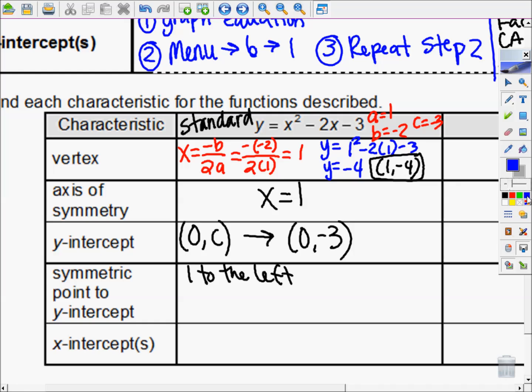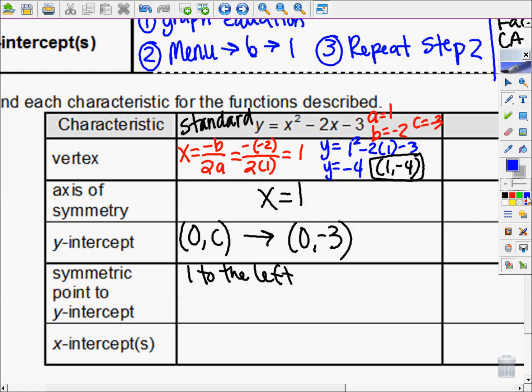Okay, so let's think about this. Guys, stop. My axis of symmetry is where? 1. My axis of symmetry is 1. How far is 0 from 1? It's 1 to the left, and this is -1. So how far is it from my axis of symmetry? Do you want to go to 0, or do you want to go to 1?